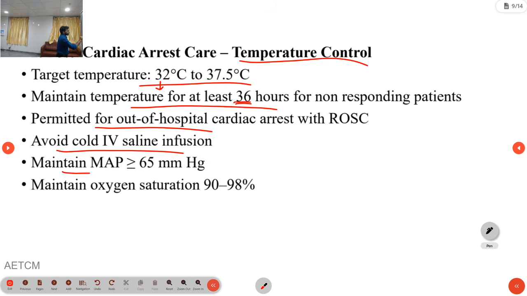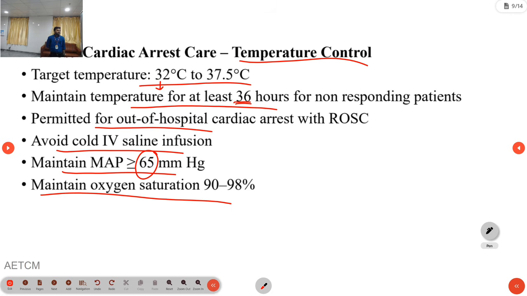Then the next thing is to maintain a mean arterial pressure of greater than 65 millimeters of mercury. So if you have a mean arterial pressure of greater than 65 millimeters of mercury, there will be good perfusion to the brain. So that's why maintain a mean arterial pressure of greater than or equal to 65 millimeters of mercury. And the next thing is maintain oxygen saturation of 90 to 98%.